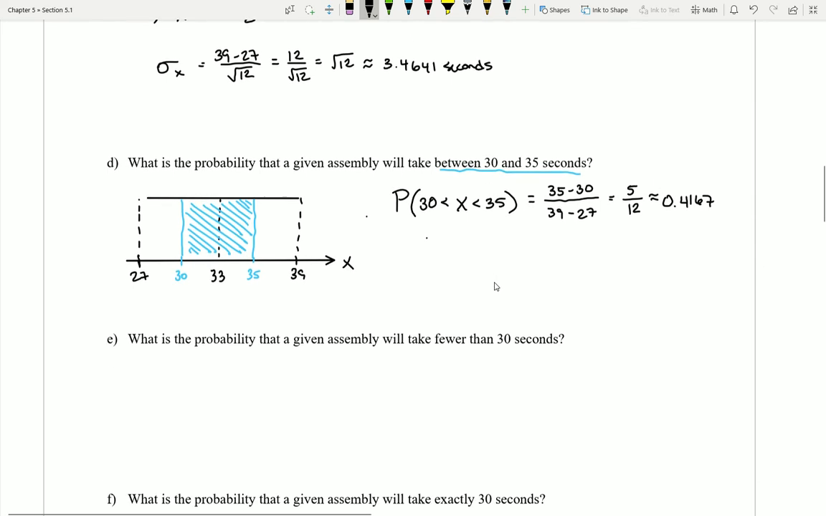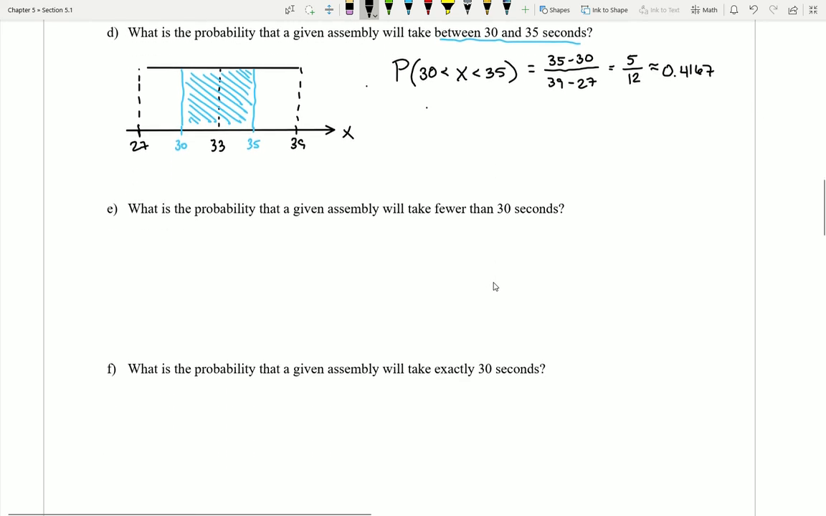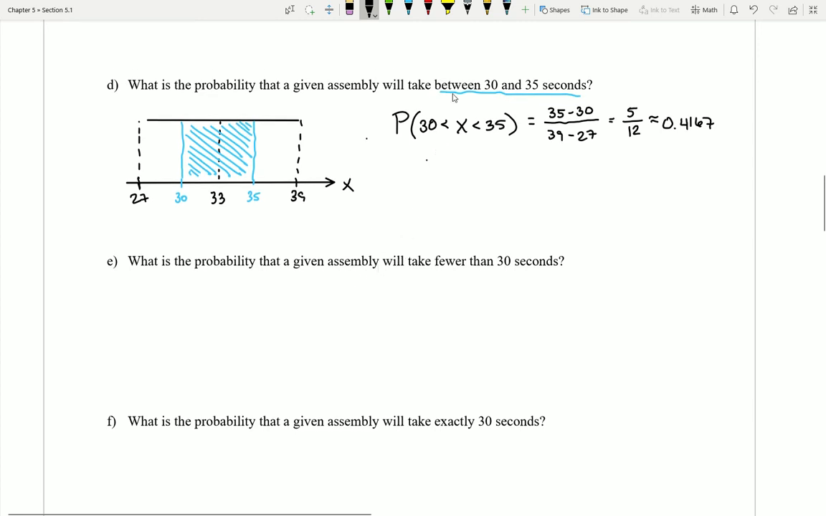Let's take a look at something like part E that asks a very similar question. What is the probability that the given assembly will take fewer than 30 seconds? Okay, I'm going to pretty much every single time redraw my picture so I understand what's going on. So again, I have 27 to 39. I'm going to create a nice little line to exist above that. That one's not drawn perfectly, but oh well. Let's see, I have my 33 here in the middle, and now I want to go below, I want to go fewer than 30 seconds.